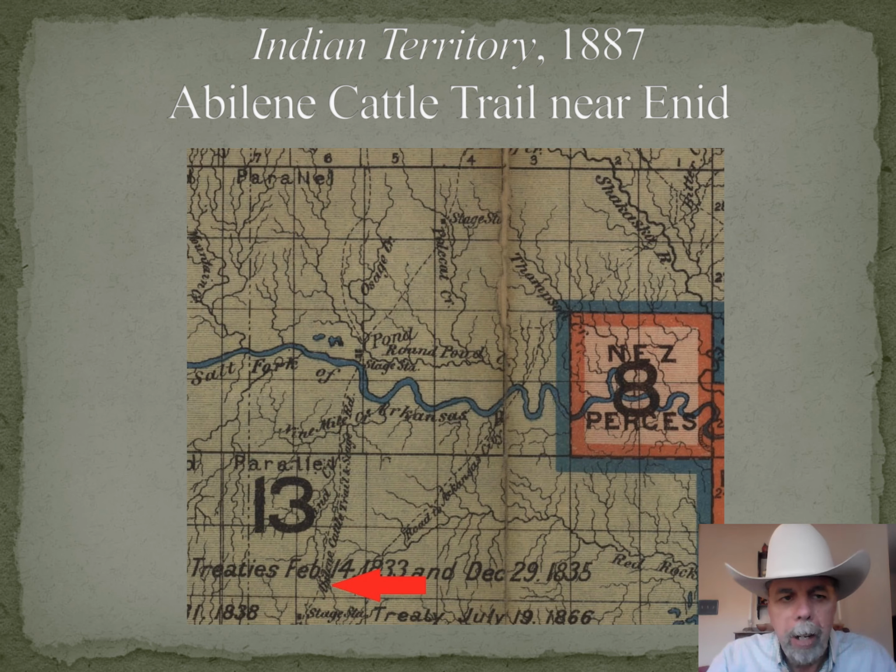And this is a detail from a U.S. Department of the Interior map of Indian Territory from 1887. This is another one of those maps that was published by the Interior Department during this historical period. This is the vicinity near the present site of Enid, Oklahoma, and we see that the trail is designated in this area again as the Abilene Cattle Trail, in this case the Abilene Cattle Trail and Stage Road.